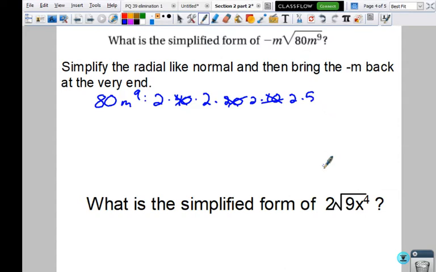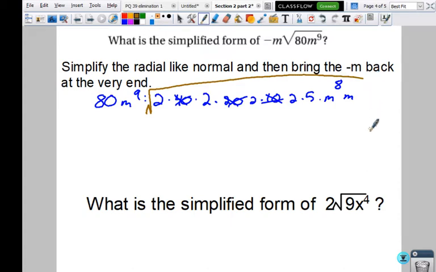Alright, and let's use our shortcut on m to the 9. Is that an even exponent? No, take 1 away, and then it'll be 8. So we're going to go m to the 8, and then m. And then we're going to do our square root. We're going to kick out pairs.